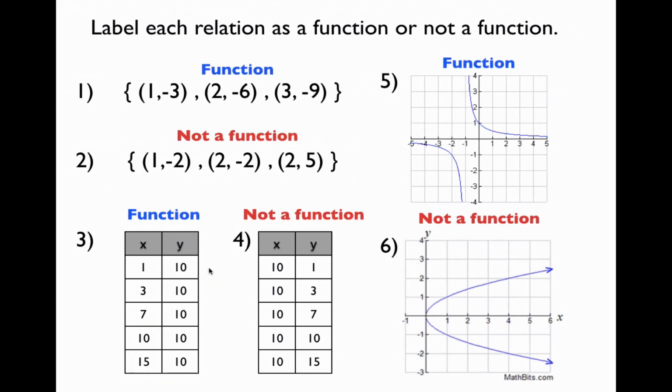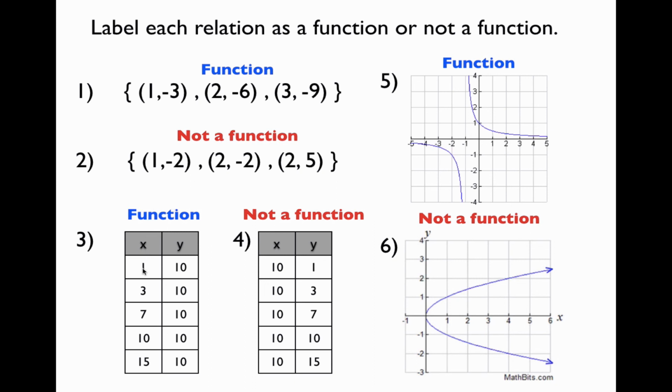So the first set of ordered pairs, or the first relation I should say, is a function. 1 is mapped to only -3, 2 is mapped to only -6, and 3 is mapped to only -9. Whereas in the second relation, 1 is mapped to -2, but 2 is mapped to -2, and it's also mapped to 5. So when we input 2, we could get an output of -2, or we could get an output of 5. All right, so this would not be considered a function.